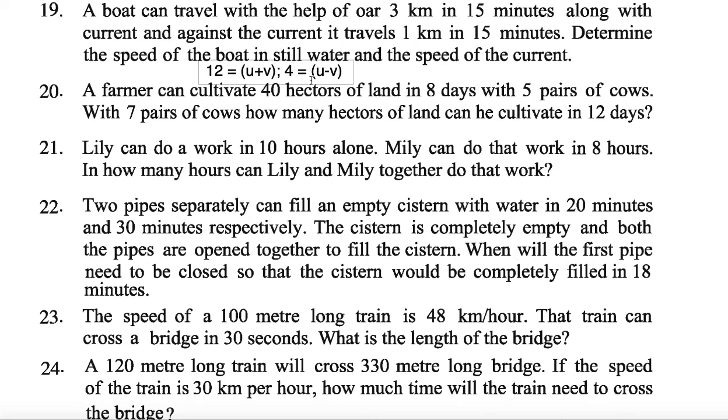So when you add these two equations, you will get 2u equal to 16 or u equal to 8 kmph. What about v then? V is 12 minus 8, 4 kmph. It has to satisfy both the equations. You can see 8 plus 4 is 12, 8 minus 4 is 4. So the speed of the boat is 8 kmph, and the speed of the current is 4 kmph, kilometer per hour.